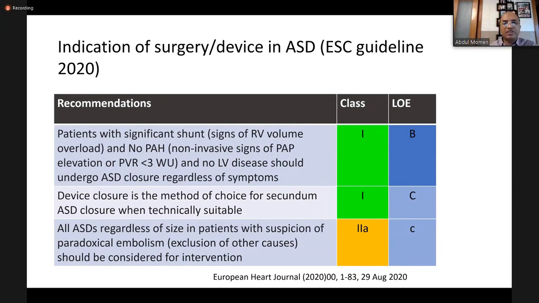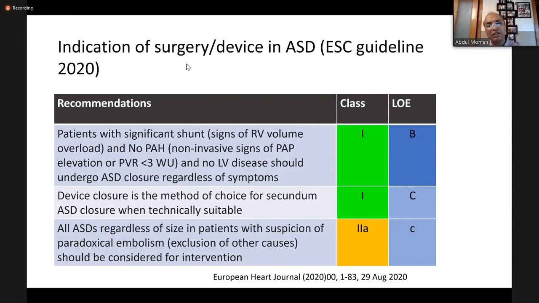A patient with significant shunt, no pulmonary stenosis, non-invasive signs of pulmonary arterial elevation, PVR less than 1/3, no LV disease, should undergo ASD closure regardless of symptoms. ASD closure should be done regardless of symptoms. This is a class 1 recommendation in the new guideline, whether symptomatic or asymptomatic. If it is a significant ASD, with no severe pulmonary hypertension.